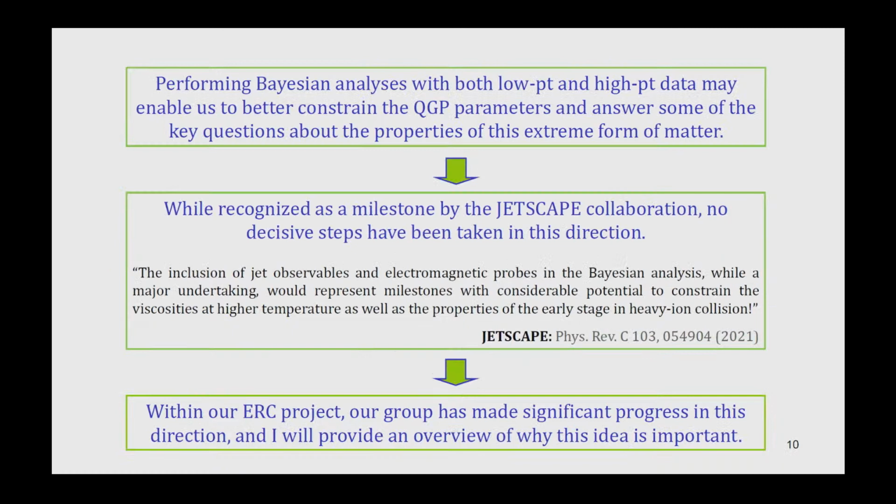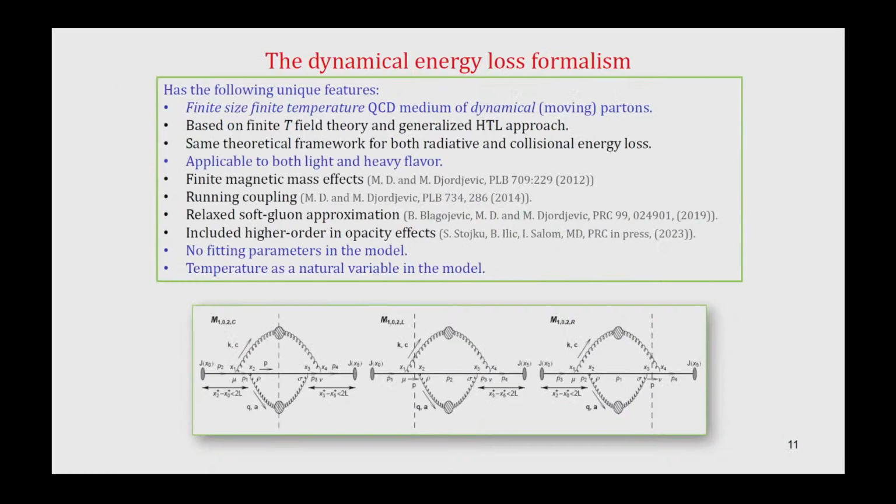Performing a state-of-the-art Bayesian analysis with both low PT and high PT data may enable us to better constrain the QGP properties and answer some of the key questions about the bulk properties of this extreme form of matter. While this was recognized as a milestone by the JETSCAPE collaboration, no decisive steps have been taken in this direction. Within our ERC project, our group has made significant progress in this direction, and I will provide an overview of why this idea is important.